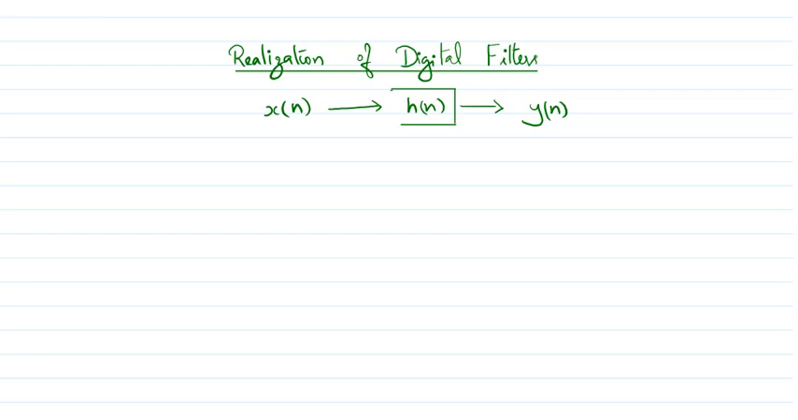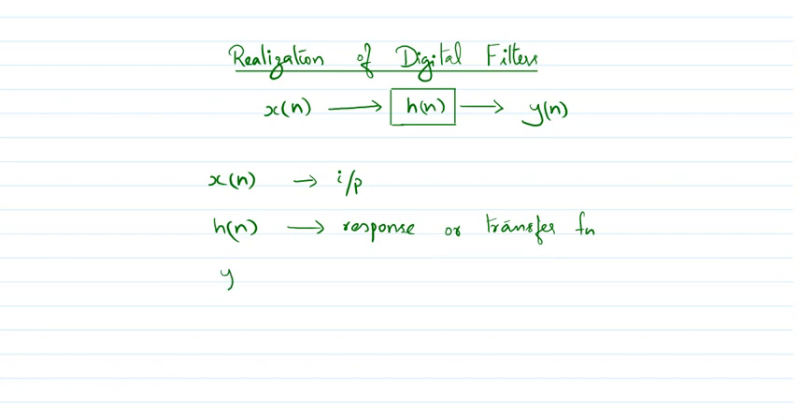So h of n is the transfer function or response of the system, and x of n is the input of the system. H of n is the response or transfer function of the system, and y of n is the output of the system.